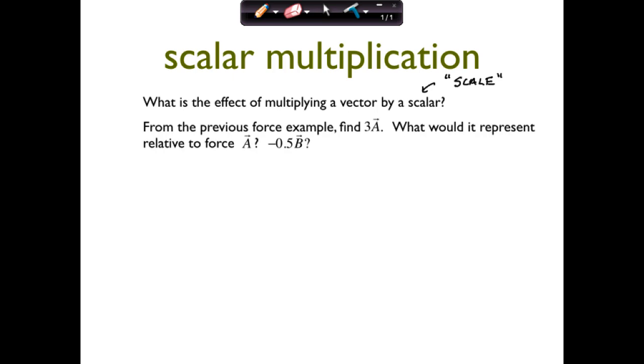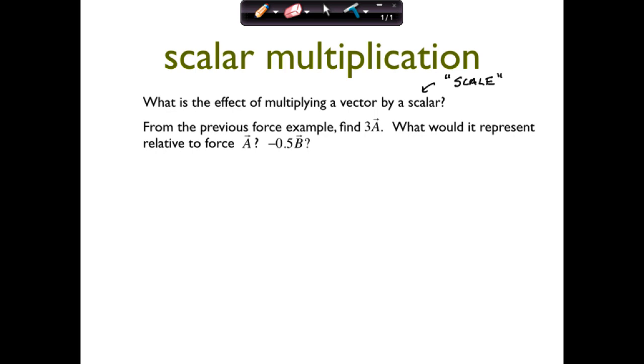So for the previous force example, we're using find 3a. To find 3a, you just multiply the components both by 3. And then you get a vector in the same direction as a that's 3 times the magnitude of a.